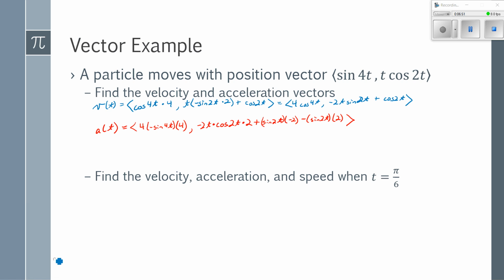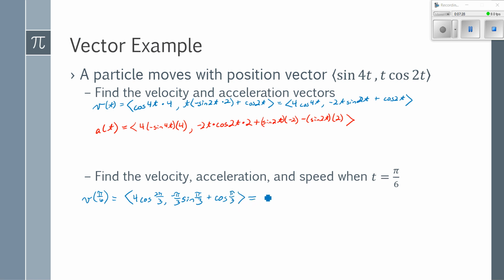So I'm going to start with the velocity at pi over 6. Well, my velocity is going to be 4 times the cosine of 4t, and t is pi over 6. So I have 4 times the cosine of 2 pi over 3. And then I'm going to have negative 2 times pi over 6, which is negative pi over 3, times the sine of 2 times pi over 6, which is pi over 3, plus the cosine of pi over 3.